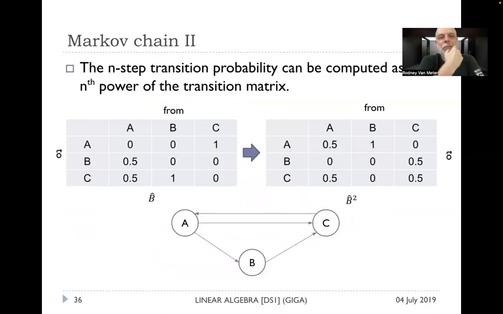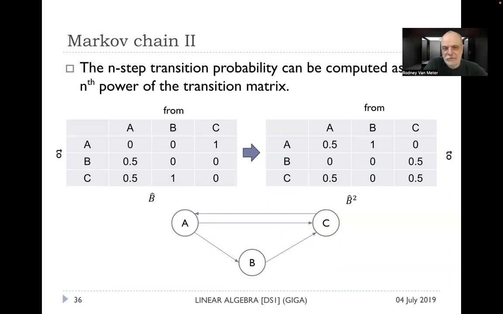We can write down something like a transition matrix for this. But this time, instead of having discrete 0 and 1 entries like we had in the adjacency matrix, the entries inside this matrix are actually going to be the probability that you transition from one particular state to another.